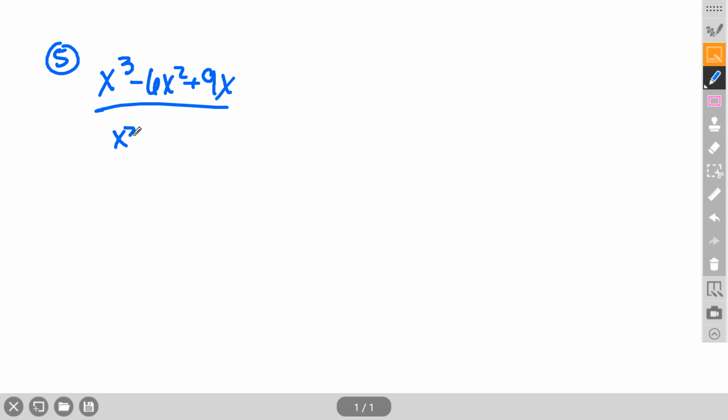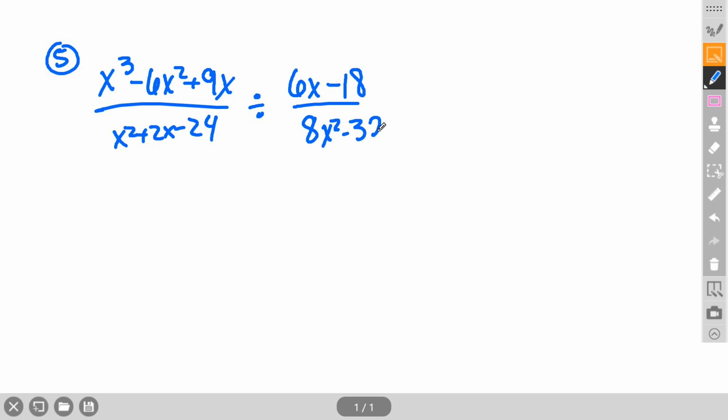Number 5 is a division problem. We got x cubed minus 6x squared plus 9x over x squared plus 2x minus 24, divided by 6x minus 18 over 8x squared minus 32x. All right, time to factor. For the x cubed minus 6x squared plus 9x, there's a GCF there of x.